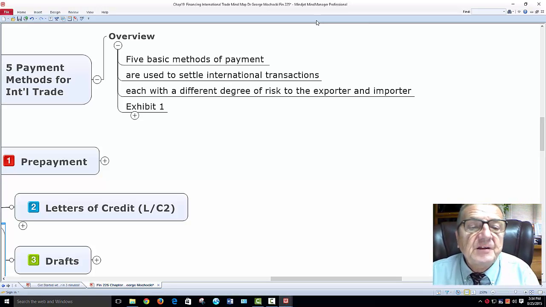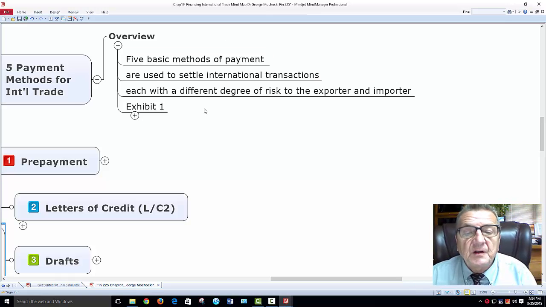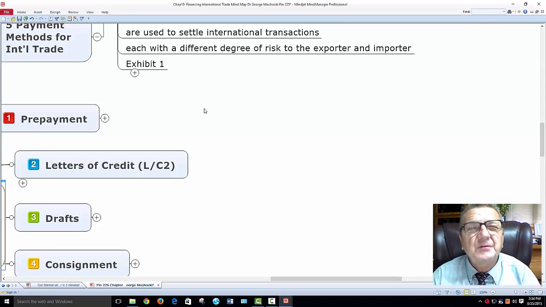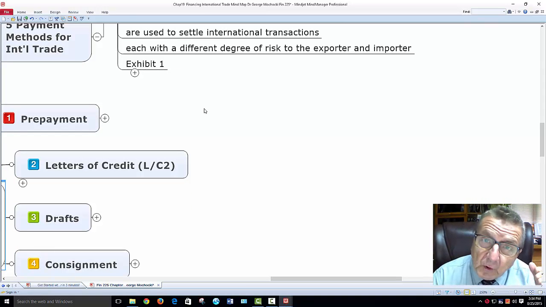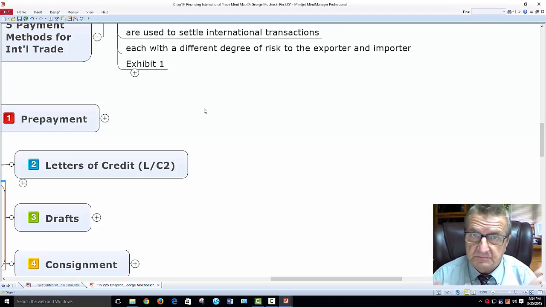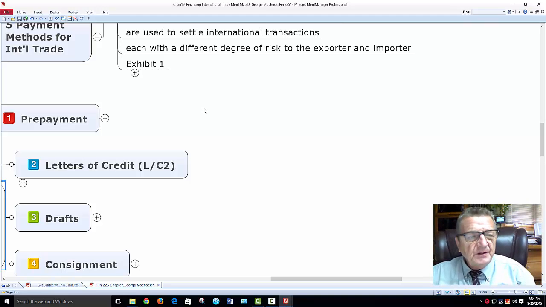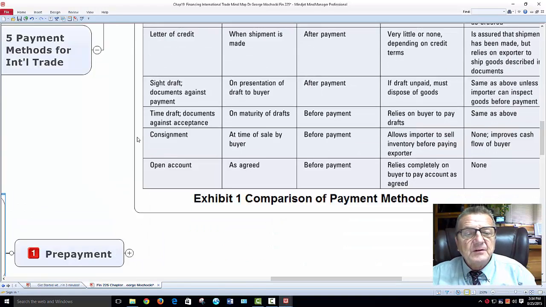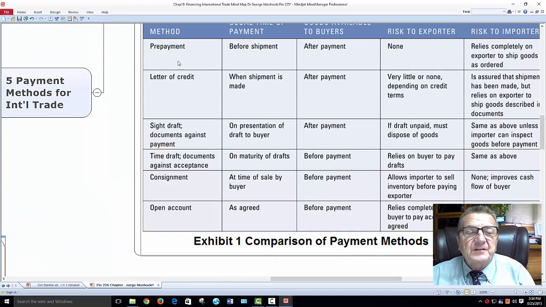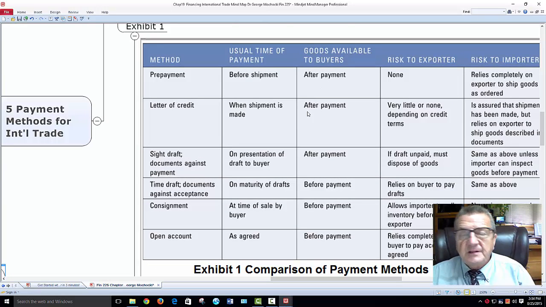Okay, so five basic methods of payment are used to settle international transactions, each with a different degree of risk to the exporter and the importer. Two-way street. Now, this one here is just an overview of the five that we're going through. Prepayment before shipment. It tells you a little bit.